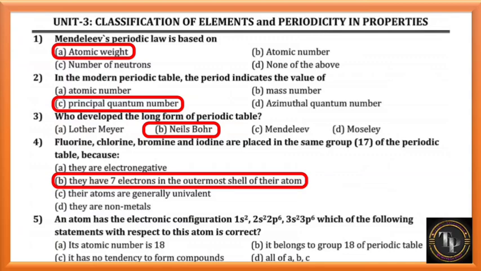Halogen family. An atom has electronic configuration 1s2, 2s2, 2p6, 3s2, 3p6. Which of the following statements with respect to this atom is correct? They are asking. See, 2+2+6+2+6 is 18. So its atomic number is 18. Yes, it belongs to group 18 of the periodic table. Yes, it has no tendency to form compounds. Yes, all of A, B, C are correct.